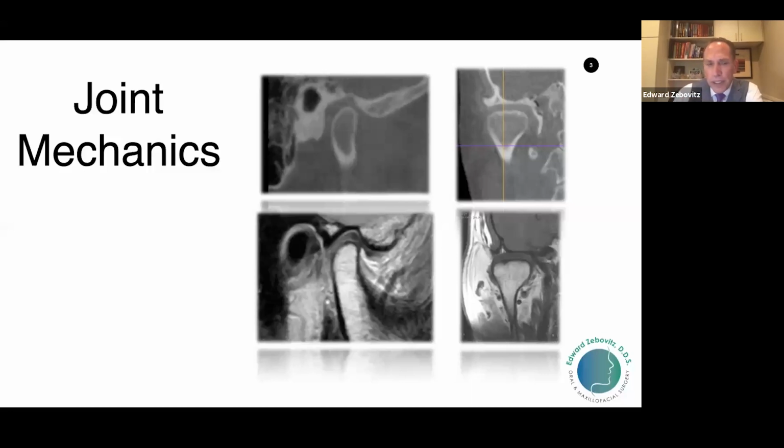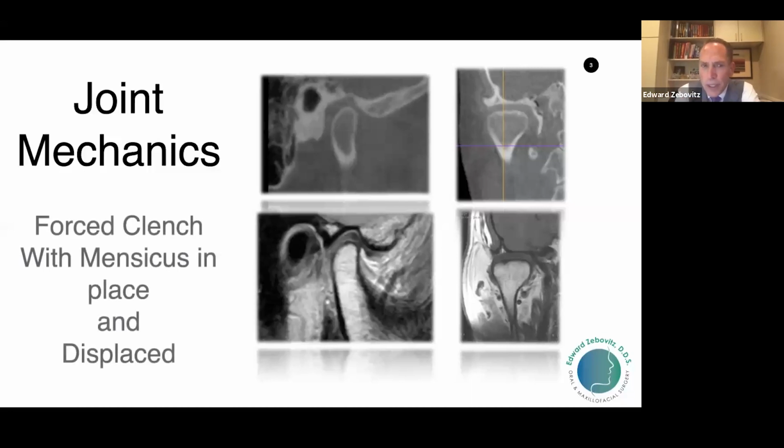Real quickly, let's look at what happens when we clench our teeth together. We'll discuss force clenching with the meniscus in place and then force clenching with the meniscus out of place, and we'll talk about the nature of that. When we look at this, this is an MRI on the bottom, and on the top is a cone beam CT scan.